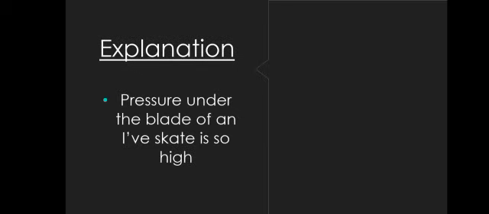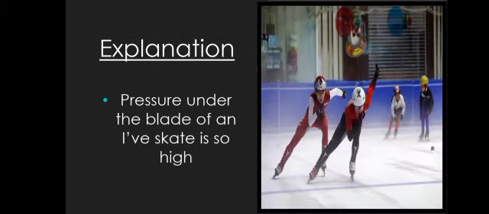After that, I will explain one more example: the pressure under the blade of an ice skate is so high that it melts the ice underneath. The skate slides along a film of water under the blades. The water refreezes after the skate has passed. So in this manner, pressure under the blade is so high.